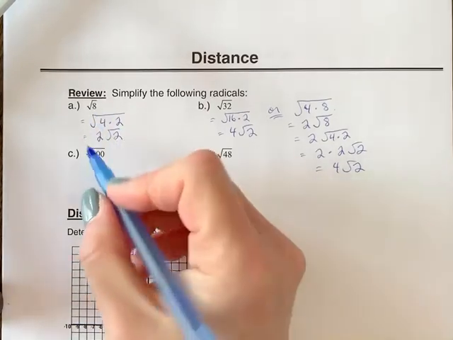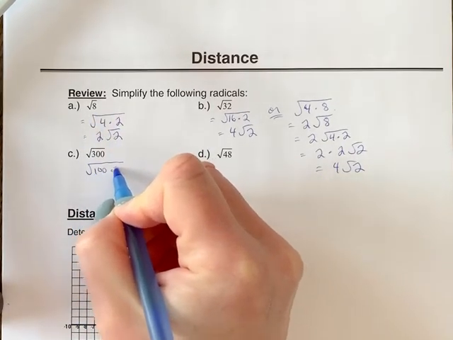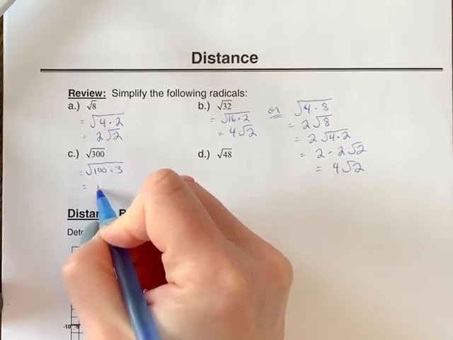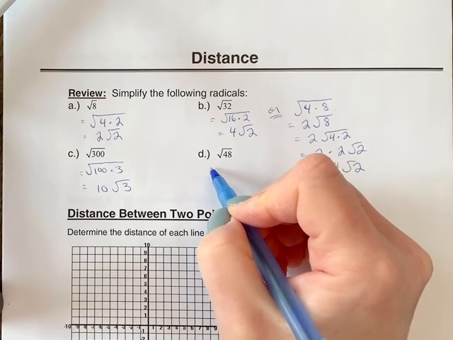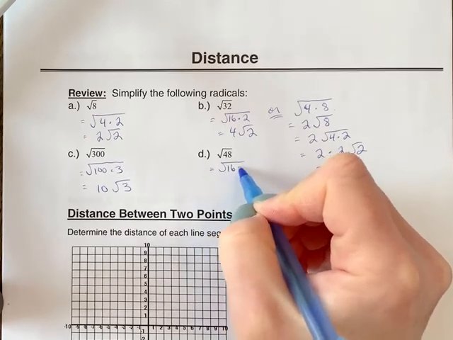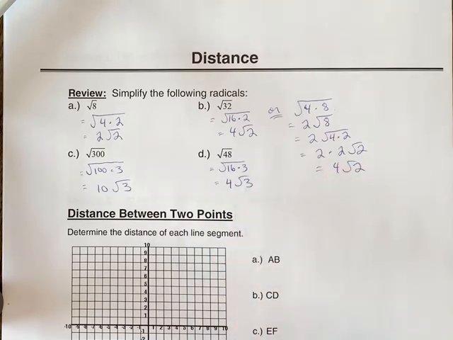Okay, a couple more just to review. 300, so 100 is divisible, which is a perfect square. So we get 10 root 3 as an answer. 48, if we choose 16 and 3, we would get 4 root 3, and we get our answer that way.